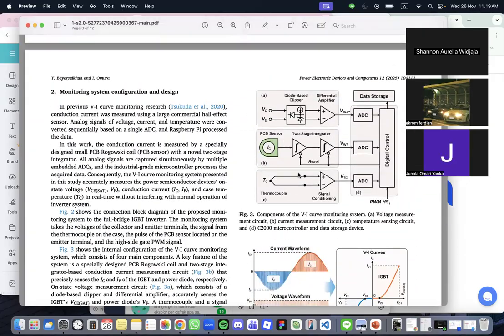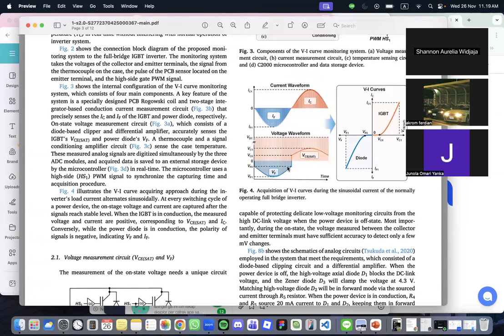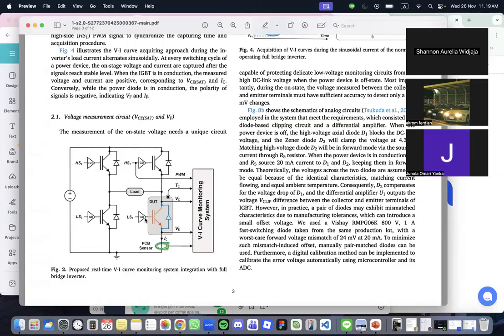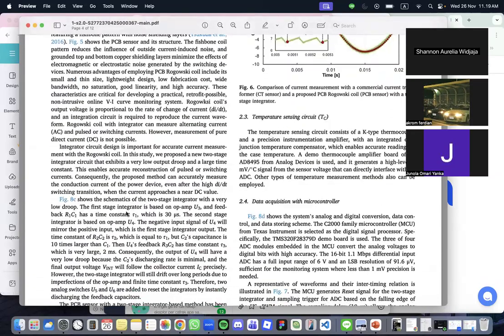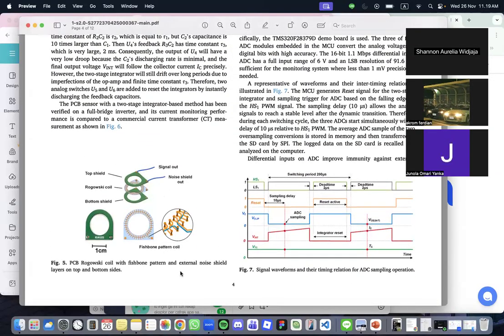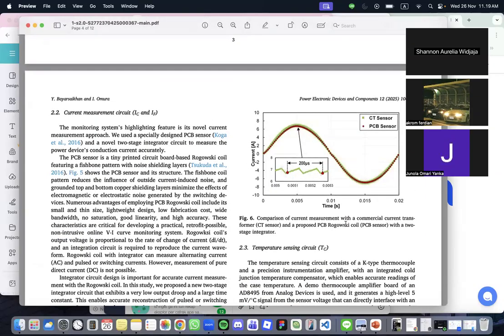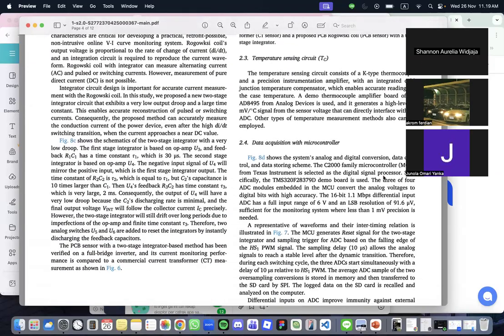This is also another diagram that shows the sinusoidal current for the normally operating full bridge inverter. As you can see here, there is a full bridge inverter, and then we have here more components in this fishbone pattern, in this external noise shield. And then we have here the comparison for current measurement, another image.